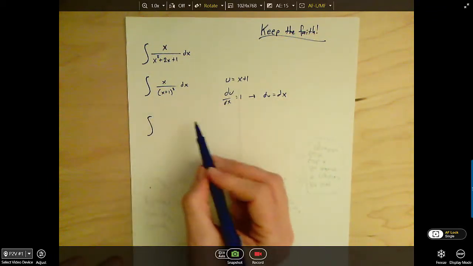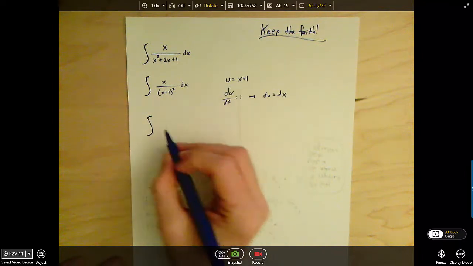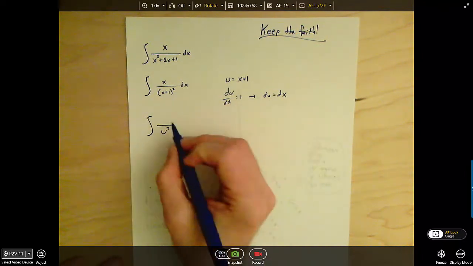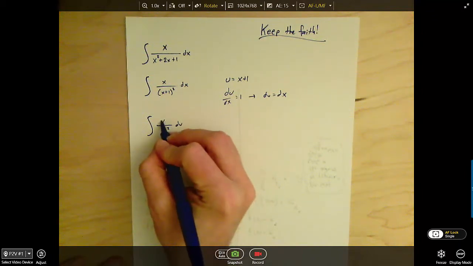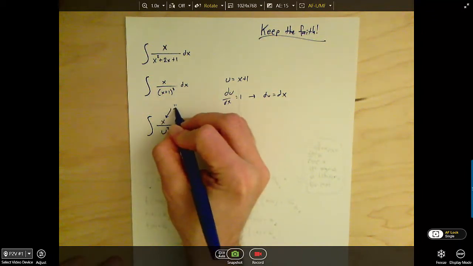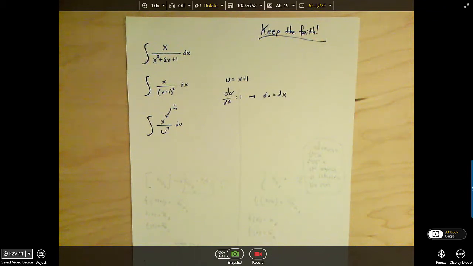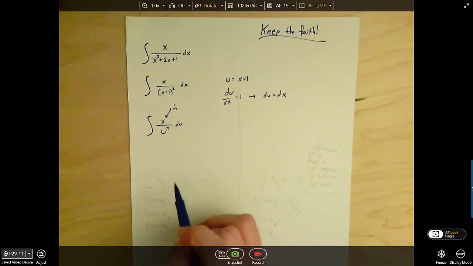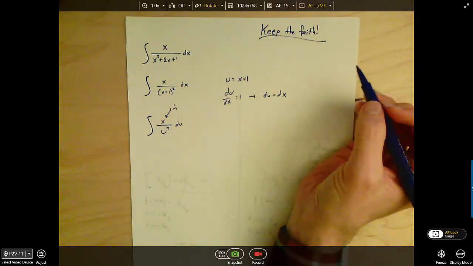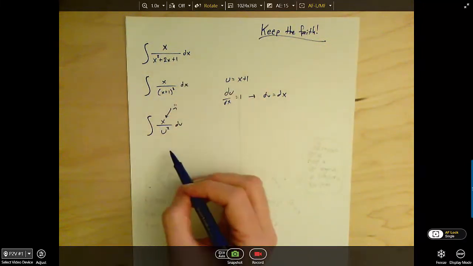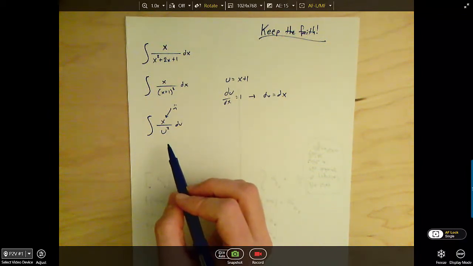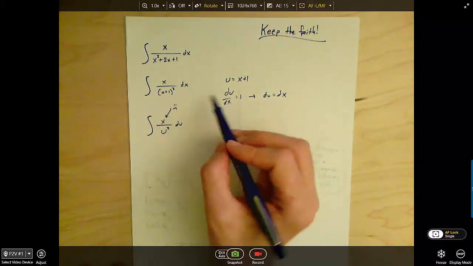And so now I can go ahead and substitute. So here's my x plus 1, which is my u function. So I've got u squared down here. dx is the same as du, so I've got du here. But I still have this pesky x here in the numerator. So I can't take this integral until I figure out how to write x in terms of u. Here's why I say keep the faith. If you're trying to use u-substitution and you're not able to substitute everything, keep working with it until you can.